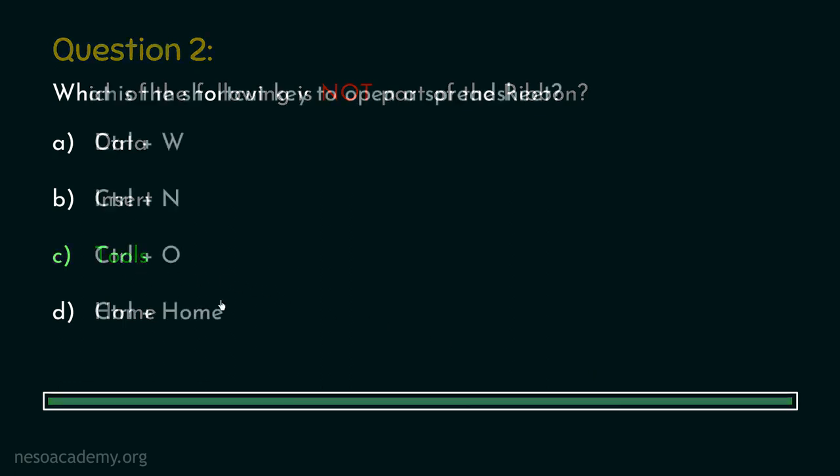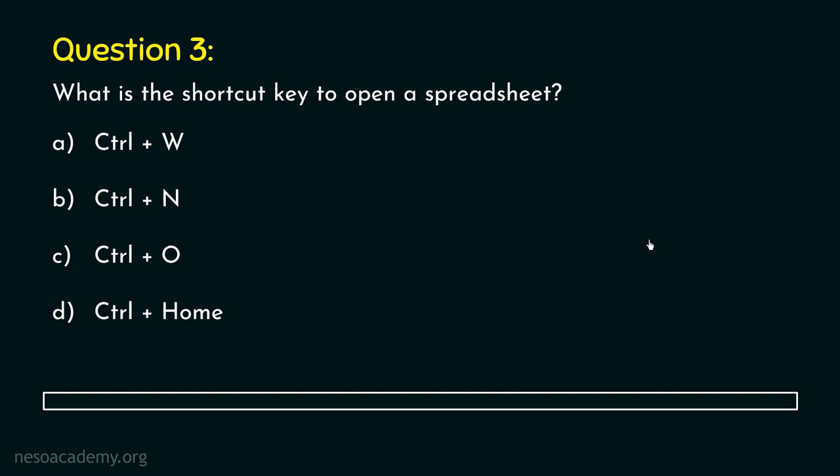Now comes the third question of this quiz on your screen, and you again have 15 seconds to solve this question. So your time starts now. Time up. And the answer to this question is option C, Control plus O.